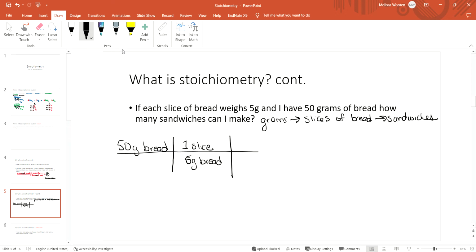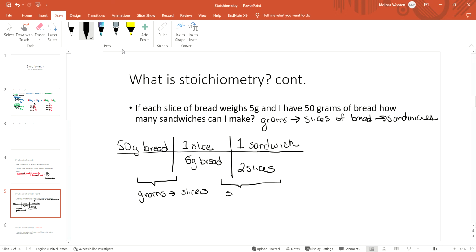Now I've gone from grams to slices. Right, I've done this here. Now I have to go from slices to sandwiches. It takes 2 slices of bread per 1 sandwich. So here I have gone from slices to sandwiches. And keeping up with your conversions, that looks terrible.